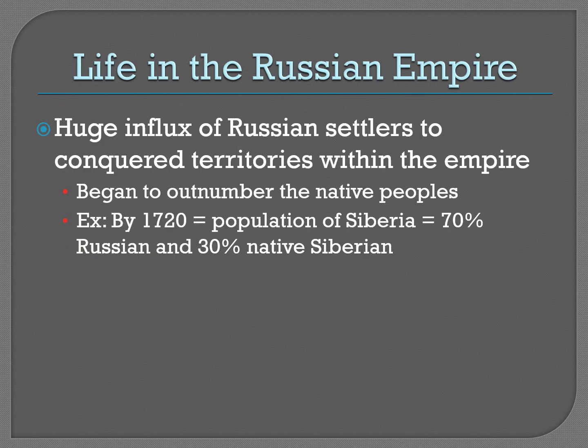So this results in a huge influx of Russian settlers to the conquered territories within the empire, and they begin to outnumber the native peoples. I mentioned earlier that there are some similarities if we're familiar with American history, that this also happens in the American West. A lot of American settlers move west into the Great Plains and then eventually into places like California and Oregon and Washington. Russian settlers do the same, and they settle throughout Siberia and that large territory to the east of Moscow. So by 1720, the population of Siberia was about 70% Russian, descendants of Russian settlers, and about 30% native Siberians. A significant transformation.